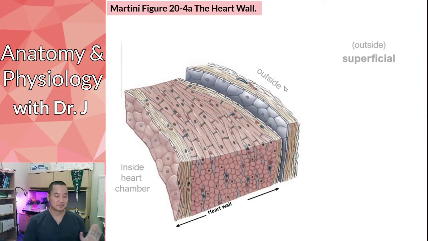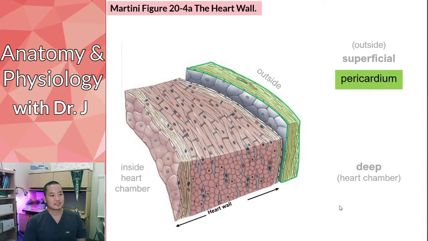Remember anatomical directions, you should know this. Superficial, like people who are superficial, they're only concerned with outer appearances. They're very shallow. So superficial roughly means outside or outer. The opposite is deep, sometimes called profound. So we have the outside of the heart and the inside of the heart, and we'll work our way from the outside toward the inside.